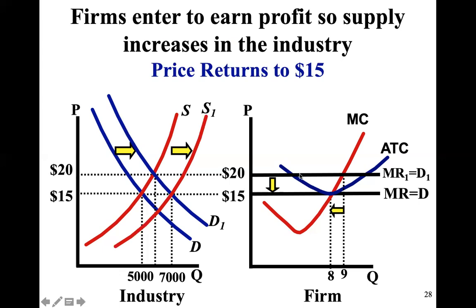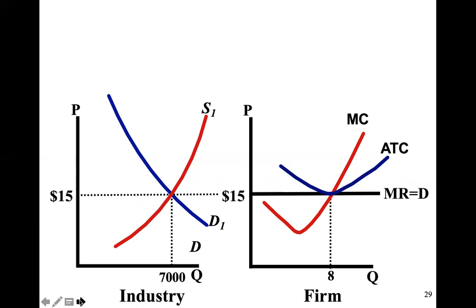So what happens to the firm? The price drops back to the original price of $15, and the quantity that we choose to produce as our profit maximizing quantity decreases as the price comes down because competitors enter the market. So ultimately, this is what it looks like when we return to long run equilibrium.